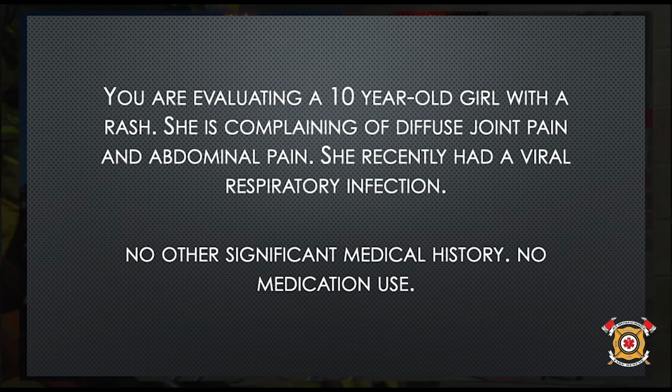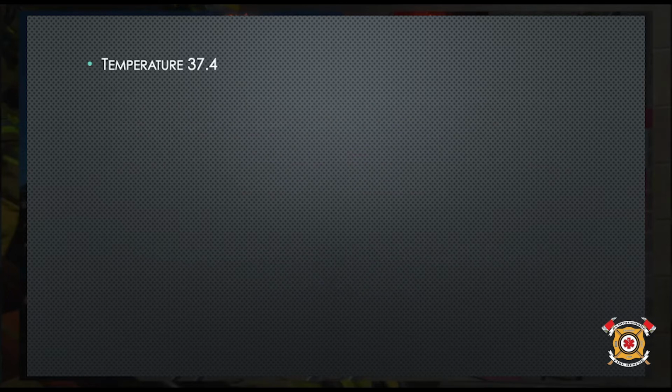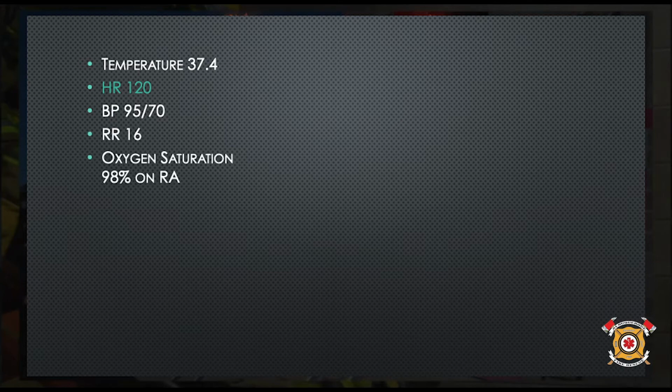You are evaluating a 10-year-old female with a rash. She's complaining of diffuse joint pain and abdominal pain. She recently had a viral respiratory infection, no other significant past medical history, and no medication use. You get a set of vitals: temperature of 37.4, heart rate of 120, blood pressure of 95/70, respiratory rate of 16, oxygen saturation on room air is 98%.